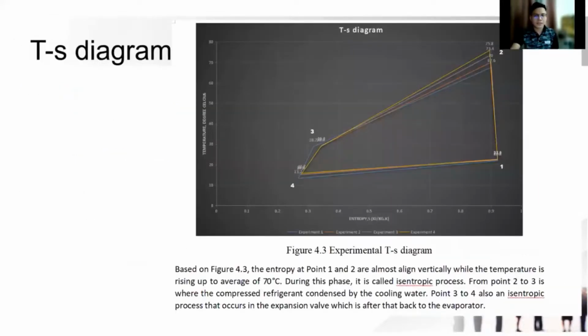The next is the TS diagram. As you can see here, the TS diagram shows that almost all 4 of the experiments have the same orientation. And from point 1 to point 2, there is an increase in temperature, but at almost the same entropy.